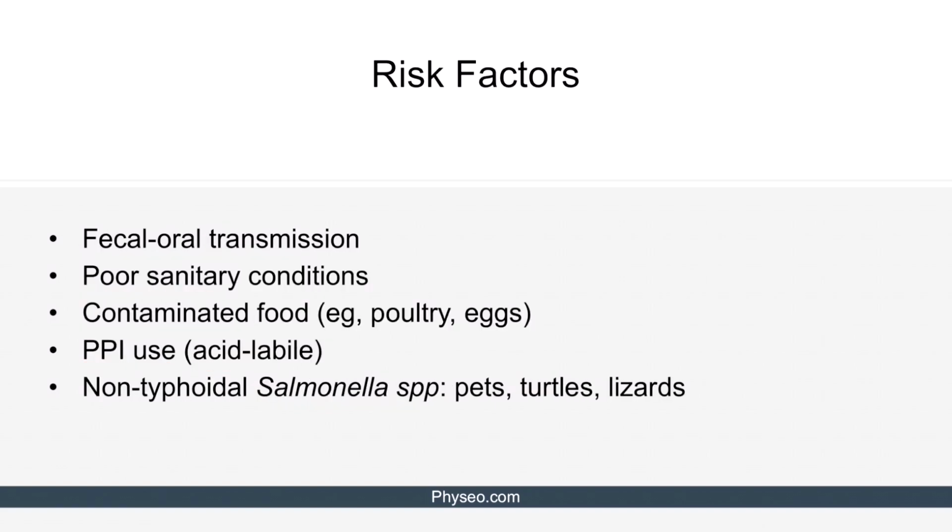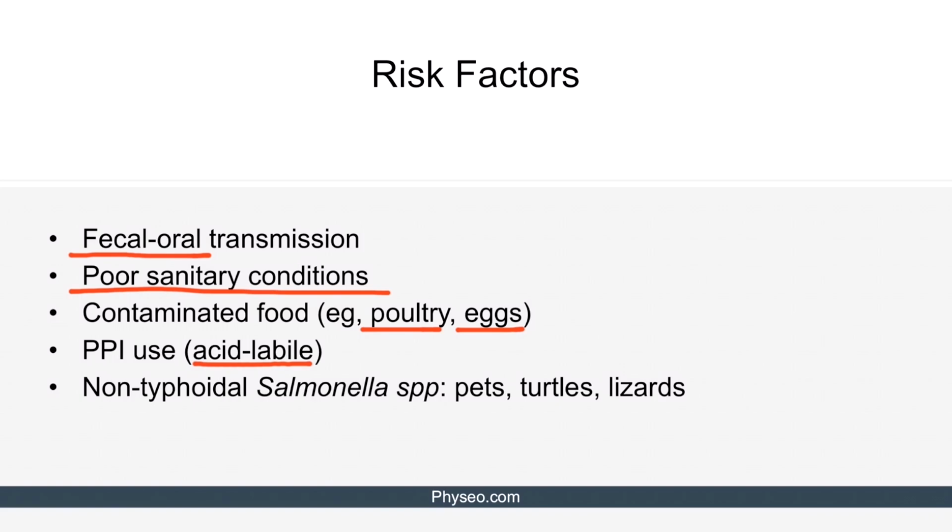Now, Salmonella is characterized by fecal-oral transmission, and it's prevalent in regions with poor sanitary conditions. Now, Salmonella is mostly transmitted via contaminated food, such as undercooked poultry and eggs. And since Salmonella species are acid labile, increased gastric pH due to proton pump inhibitors is actually a risk factor for infection. Because if you're making that gastric pH more alkalotic, then it's more likely that the Salmonella species will survive. So, when you give patients PPIs, they are more likely to get Salmonella.